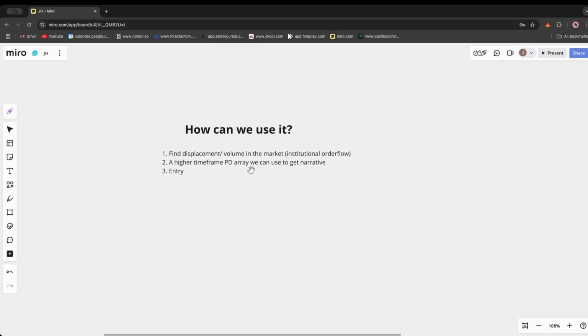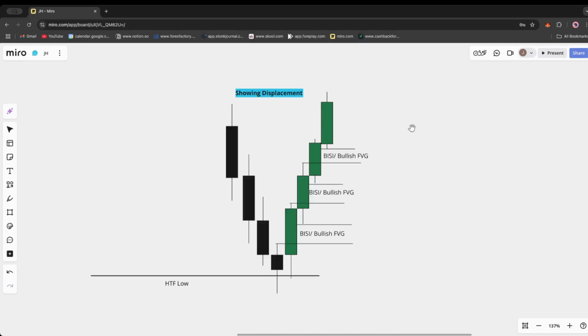We can use it as a higher time frame PD array to get a narrative, and we can use it as an entry. These two in my examples go hand in hand, so I'm going to show you how to use it to find displacement first, then I'm going to be showing you the entry as well as how to use it for bias. So here you can see I've got another diagram showing you how we can use fair value gaps to look for displacement / volume in the market.